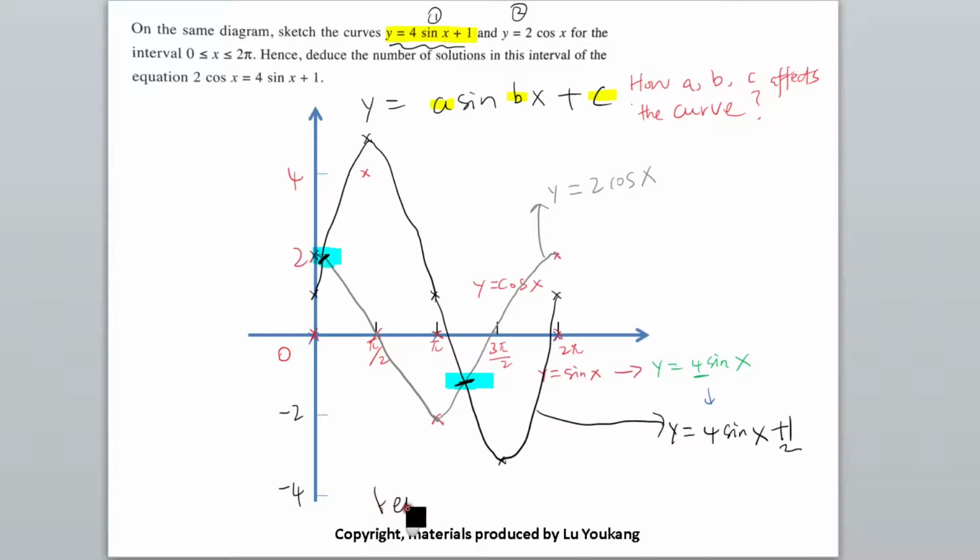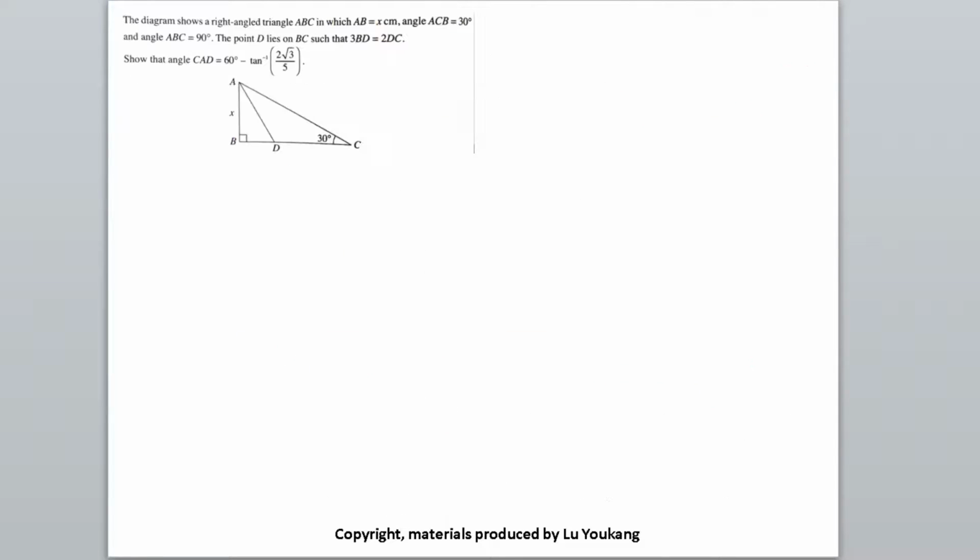So we have two intersections, we have two solutions. So the number of solutions is 2. Okay, it should be easy for you, right?